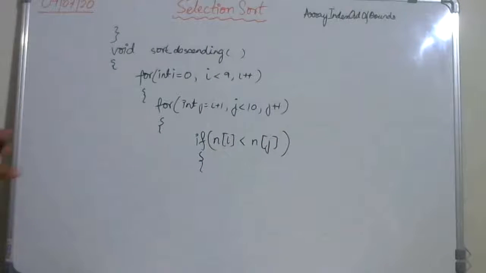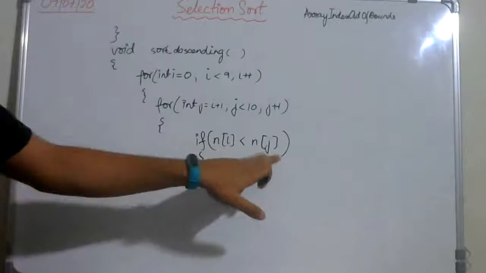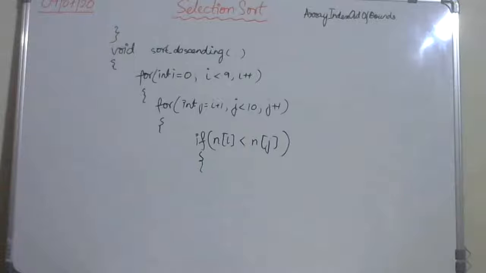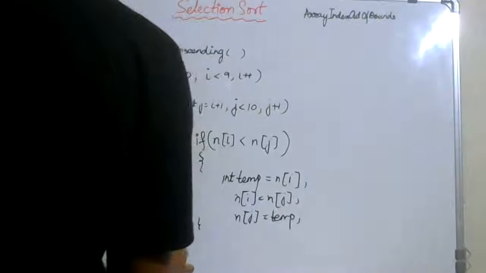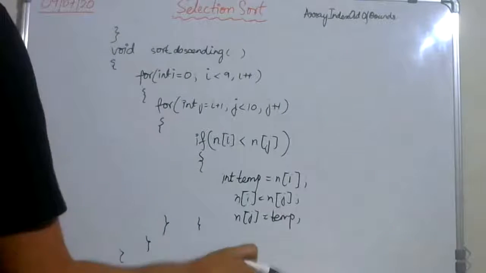So previously, when we were arranging in ascending order, if the previous element was greater than the next element, then we were swapping. But when we are sorting in descending order, if the previous element is smaller than the next element, at that time we are swapping. So again, the same thing: int temp is equal to n of i. Now n of i is equal to n of j, n of j is equal to temp. So we are swapping here and the method ends here.